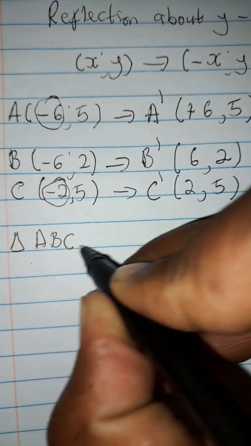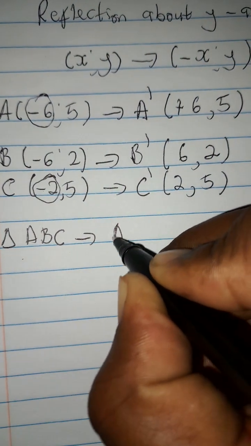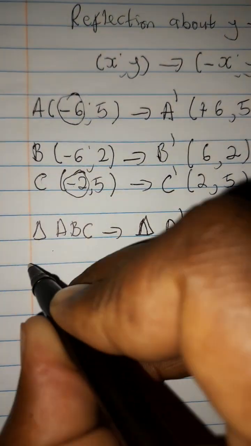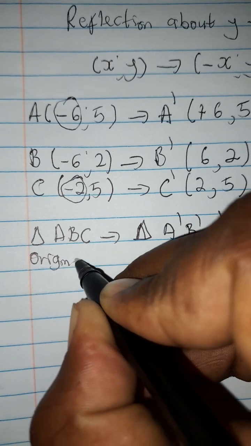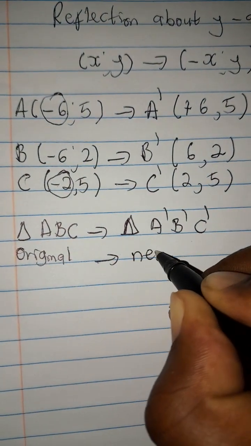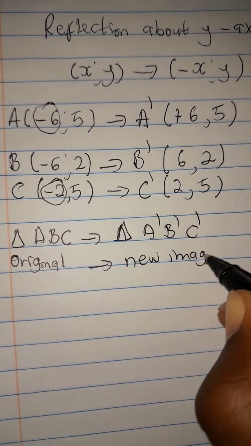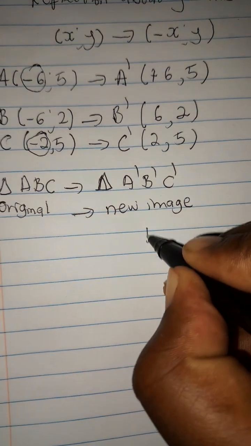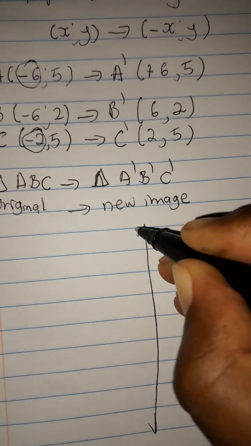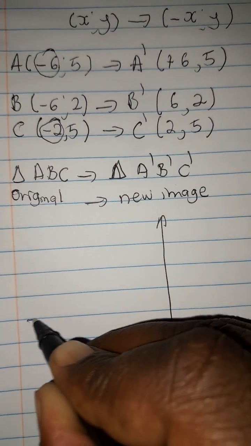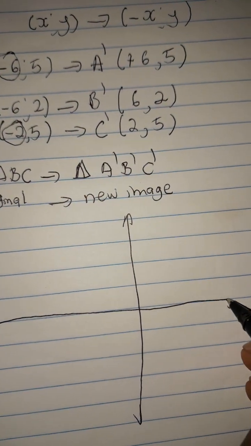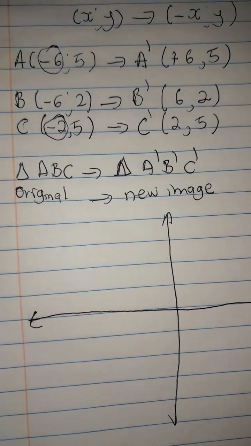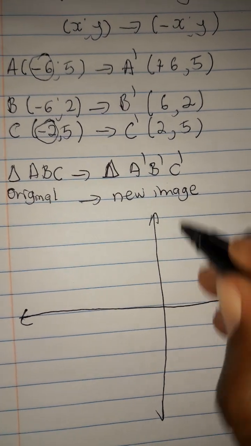This is the original image, and then our new image will be triangle A prime, B prime, and C prime. So this is the original shape, and this is the new image. We can see the biggest number here is 6, so we should have 6 on our scale. Guys, I hope you're learning. Just see how I'm graphing my shape. Let's end at 7 since the highest number is 6.